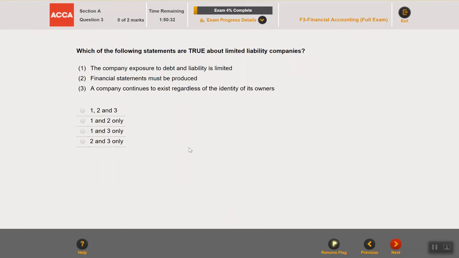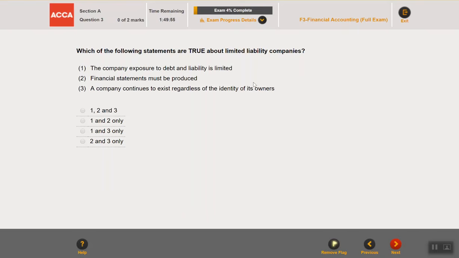Which of the following statements are true about limited liability companies? The company's exposure to debt and liability is limited. Financial statements must be produced, yes. Company continues to exist regardless of the identity of its owner. So option 2 is straightforward. We know that financial statements need to be produced. Option 3 is also straightforward. The company is a separate entity from its owners.